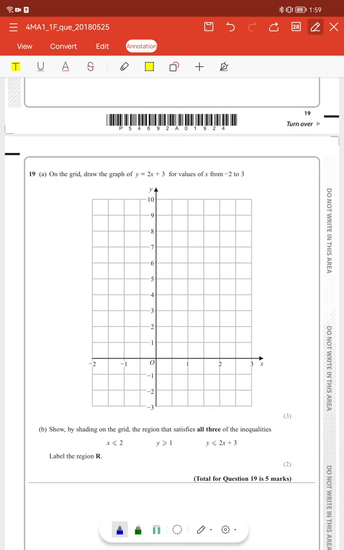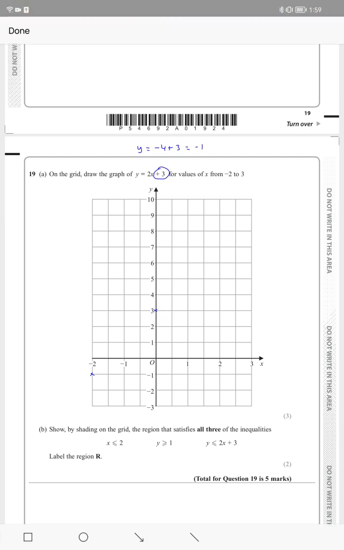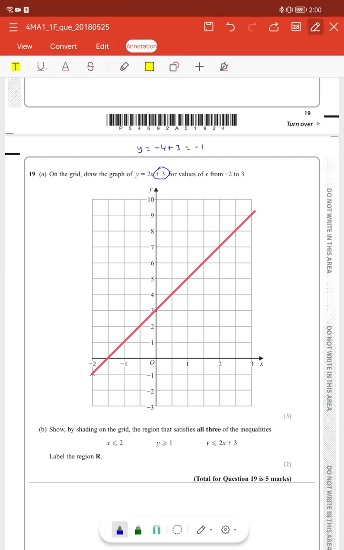On the grid below, draw this. So if x equals -2, we're going to get y is equal to -4 plus 3, which is -1. So when x is -2, y is -1. Remember, this is going to be our y-intercept, which will be there. And now we can quite simply draw a line that connects them, and that would be our line.